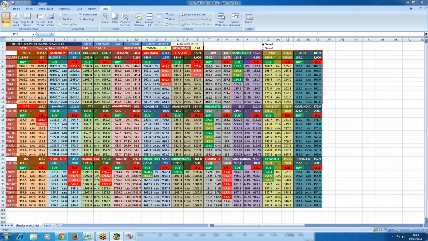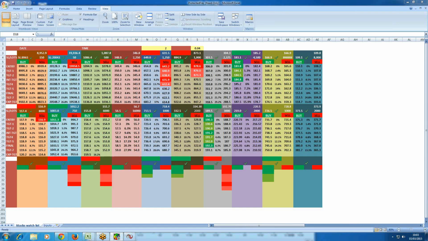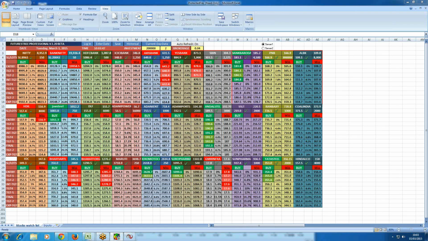So I'm just opening a few other scripts on my other system. So in case there's some calls, let me just open the commodity segment. Bank Nifty still now?